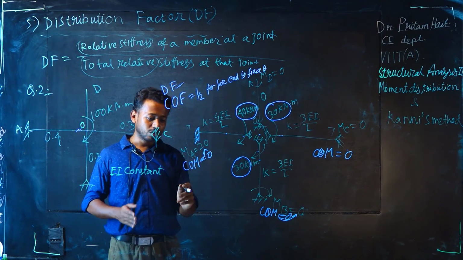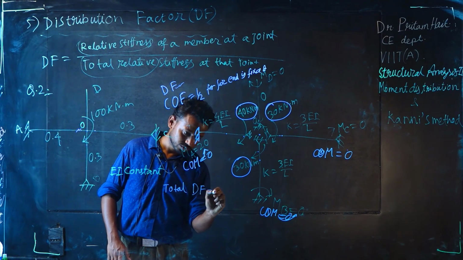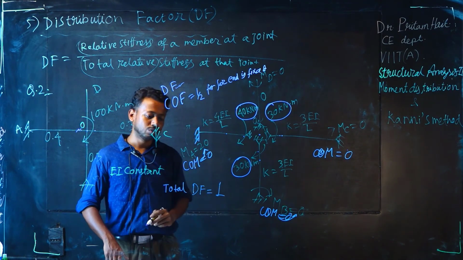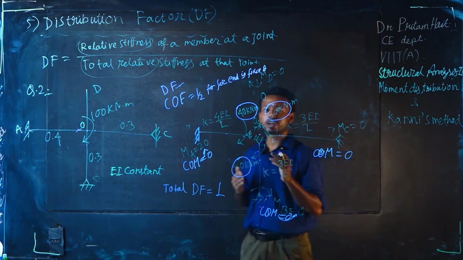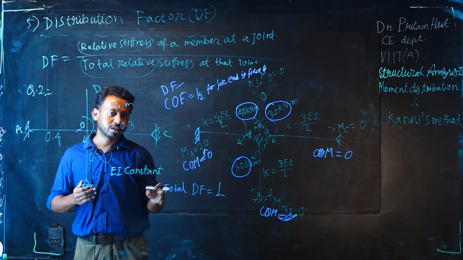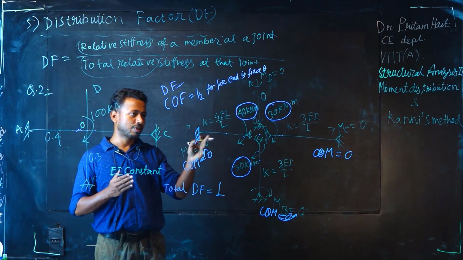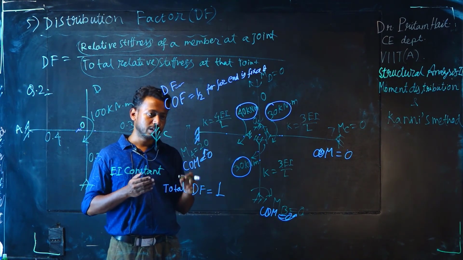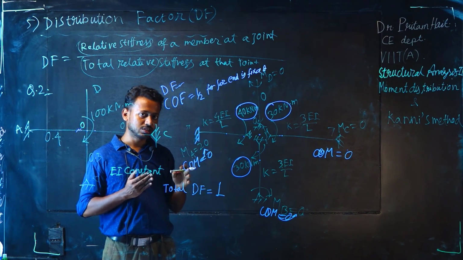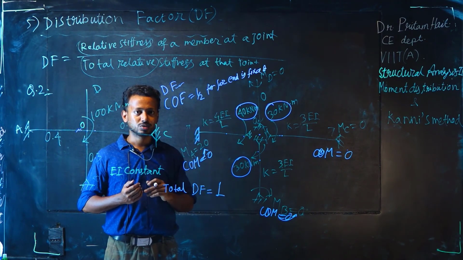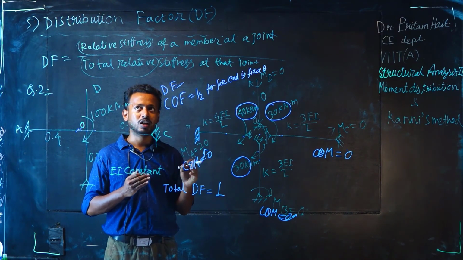After all, the total distribution factor will always be 1. So, this is the cross check. In this way, you can cross check your calculation, whether your calculation is right or wrong. So, in this way, we can calculate the distribution factor, carryover moment, carryover factor, stiffness of individual member, total stiffness, etc. So, I hope today's class is enjoyable and you have understood all the concepts.